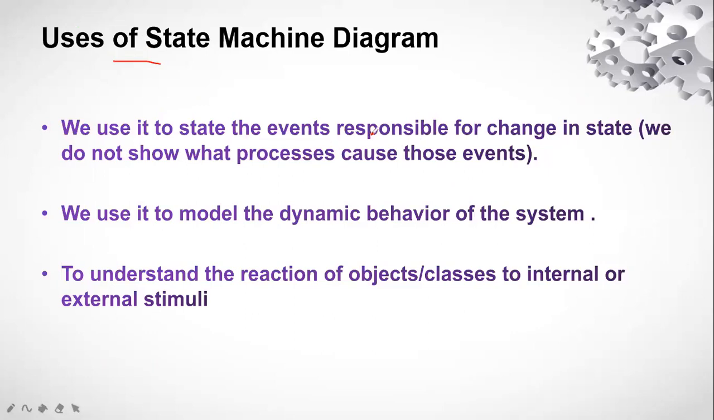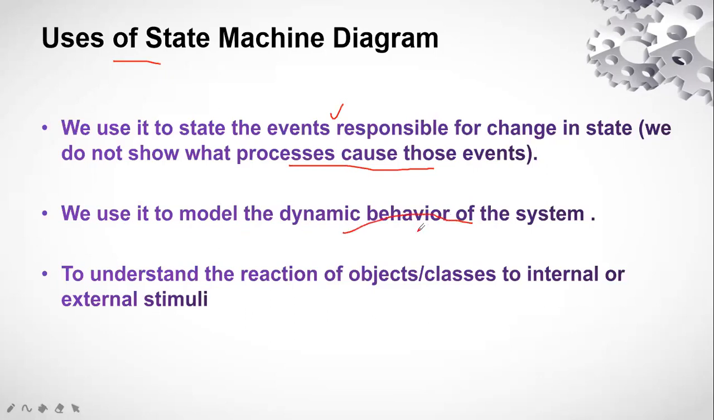So we can use it to state the events responsible for change in the state. Now we can show what events are responsible for changing the state, but we are not going to show what processes cause those events. So we can only say that the change in the state of a class is due to a specific event, but we are not going to show the process of how it is changing it.